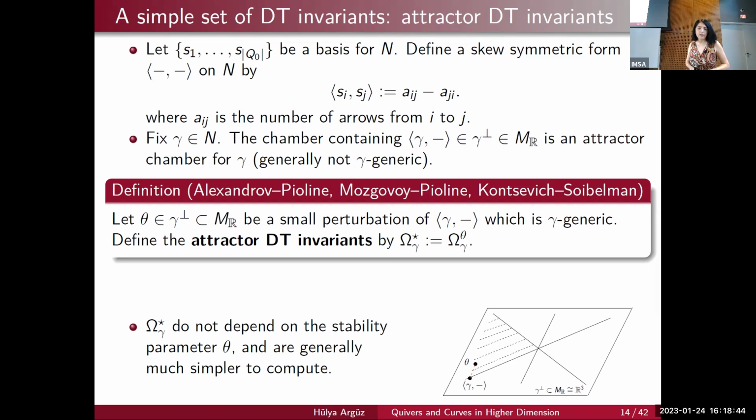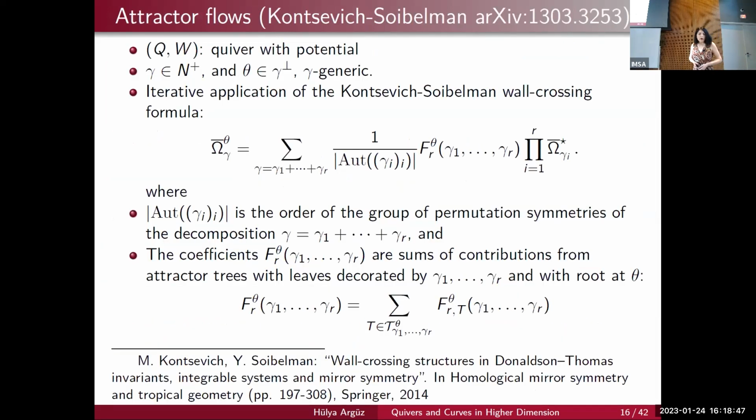Right. Thanks. Good. So in the paper of Kontsevich-Soibelman, they do describe attractor flows dating back to 2013, and they show that if you have a quiver with potential, if you fix gamma a dimension vector, then there's an iterative application of what we call the Kontsevich-Soibelman wall crossing formula, which says that you can calculate general DT invariants in terms of attractor DT invariants. So on the right-hand side, there are attractor DT invariants, and there are some coefficients which you can explicitly calculate out of the wall crossing algorithm.